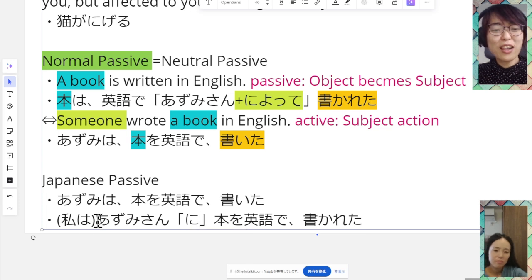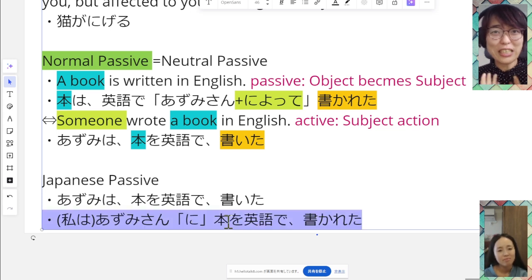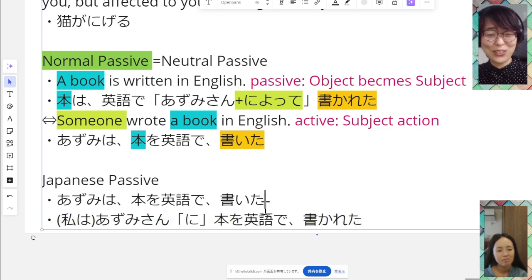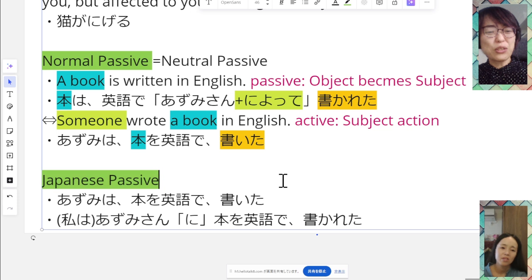Where did you come from? You came from nowhere. You just didn't like this action. Azumi wrote a book. And you take this fact about yourself and express your discomfort. You really didn't like this fact and make a sentence for this. Isn't it fascinating?